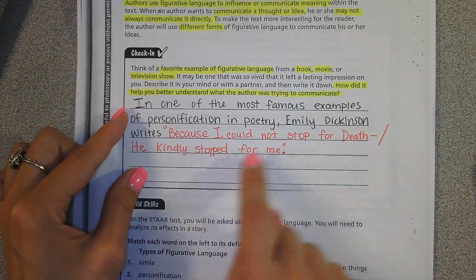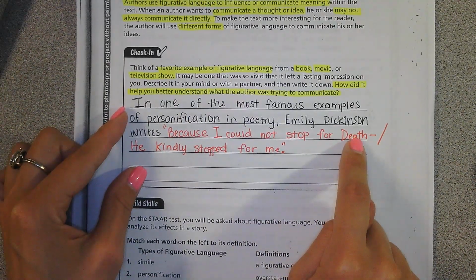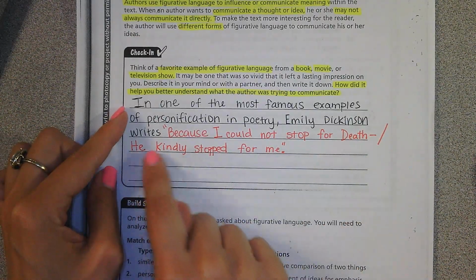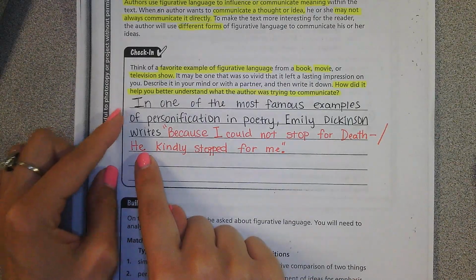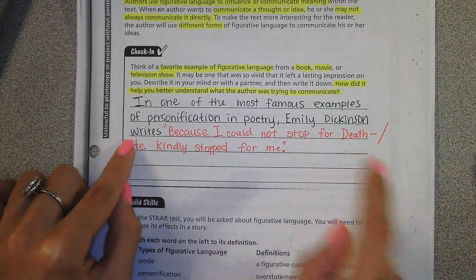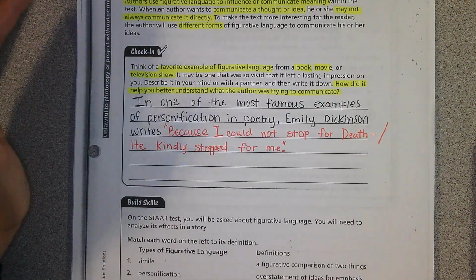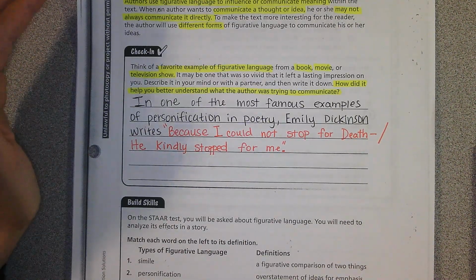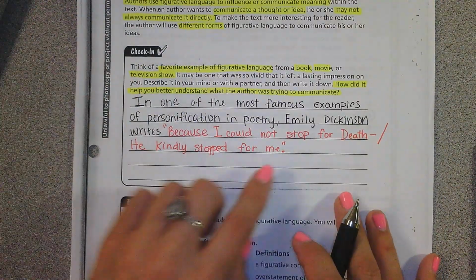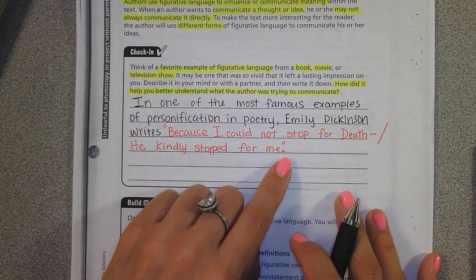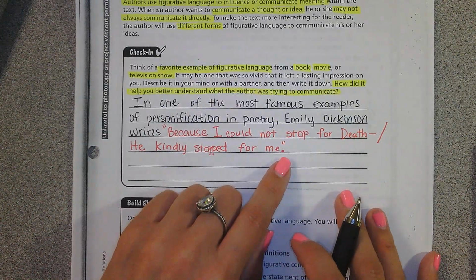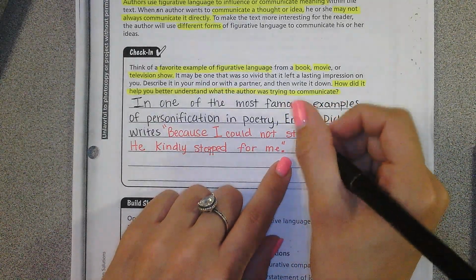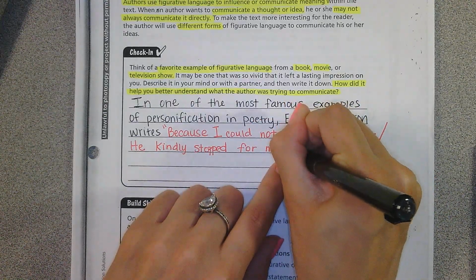Okay, so notice how we are giving human characteristics to death. Because I could not stop death, he kindly stopped for me. Notice how we're using this pronoun he to describe death. So, what does this mean? Well, this essentially means that death is given human characteristics to illustrate that we do not necessarily choose when we get to die. So this is an example that I decided to choose because Emily Dickinson is one of my favorite poets, and this was just an example that stood out to me. So I'm going to go ahead and kind of just elaborate a little bit more.